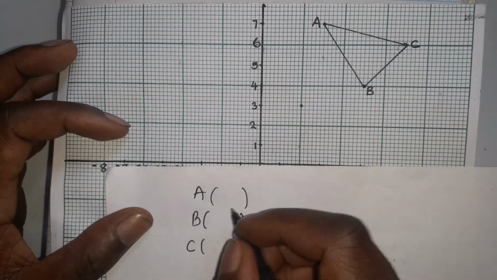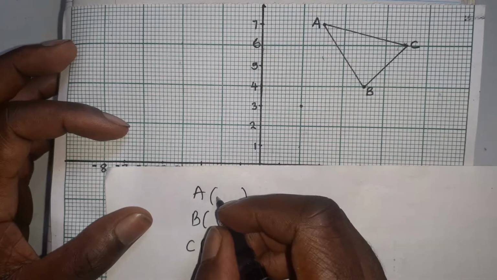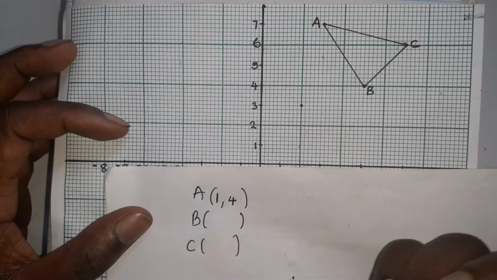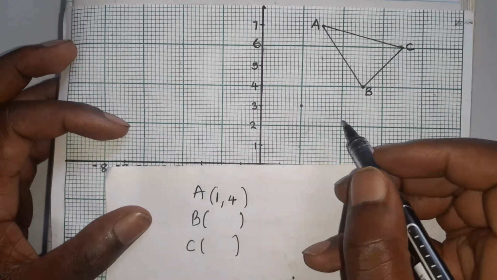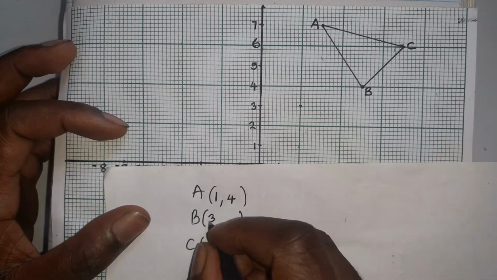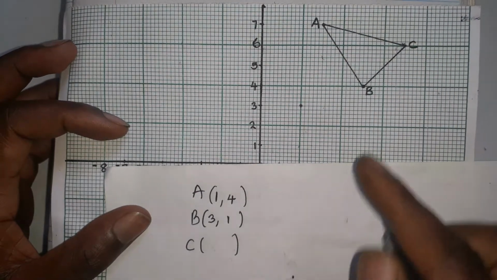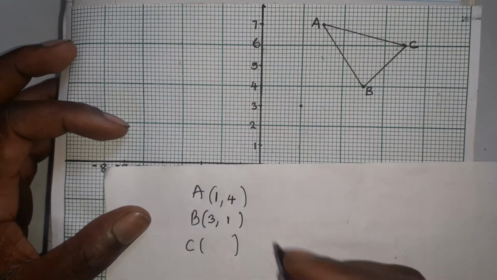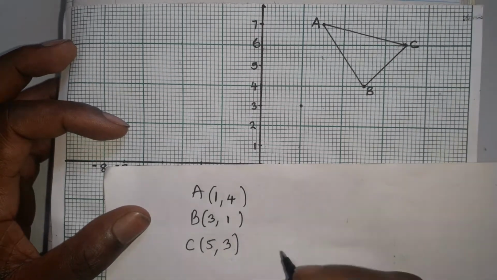Okay, so for A, we have 1, then we go up 4 times. So it's 1, 4. Then B, what do we have? We have 3, 1. 1, 2, 3, then going up 1. Then the last one, which is C, we have 5, comma, we go up how many steps? 3 steps.